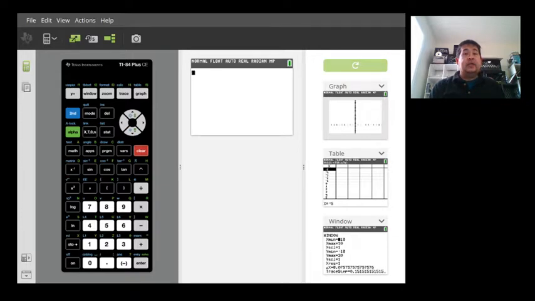Hi, this is Josh with a math tutorial on how to graph with your TI-84 Plus CE color calculator using TI SmartView. And today I'm going to share two different methods to calculate the integral. So as you're working with first year calculus, this is a very good tool to support your learning.